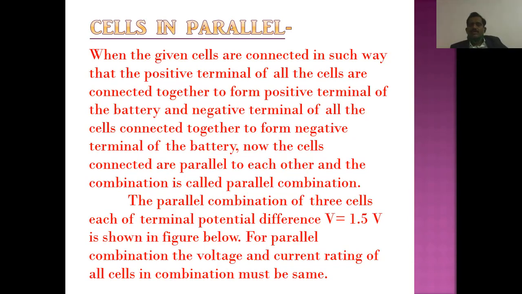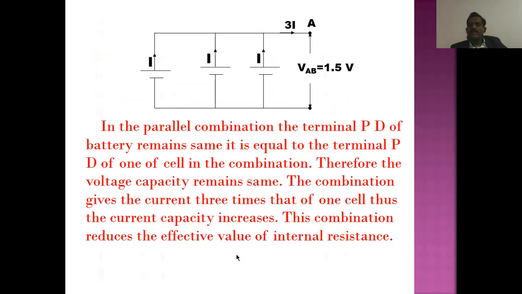In the parallel combination, suppose 3 cells are connected, and the terminal potential difference is 1.5 volt. And in this diagram, these are the 3 cells: first cell, second cell, and third cell. The current I flows through the first cell, also I is the current flowing through the second cell, and I is the current flowing through the third cell. Then the total current obtained at points A and B is 3I, means these currents are added to each other, so the total current at point A is 3I. And the potential difference is not increased here.